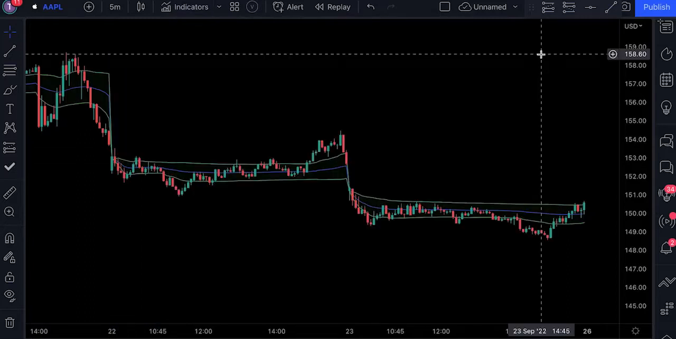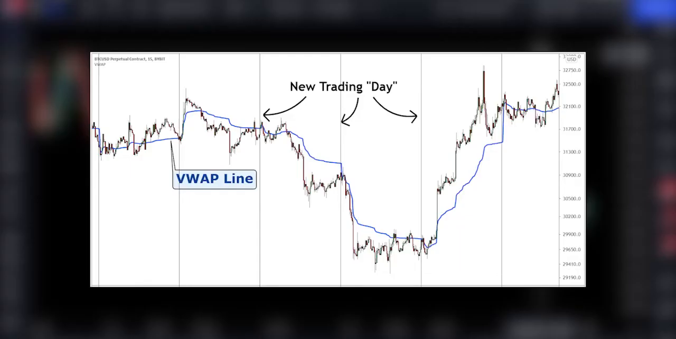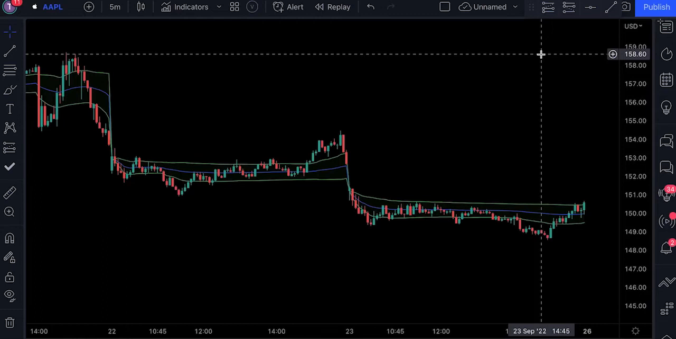Volume weighted average price, or VWAP, is a measure used in technical analysis of a security's average price over a trading period. This is a technical analysis indicator used on intraday charts that resets at the start of every new trading session. It's a trading benchmark that represents the average price a security has traded at throughout the day based on both volume and price.